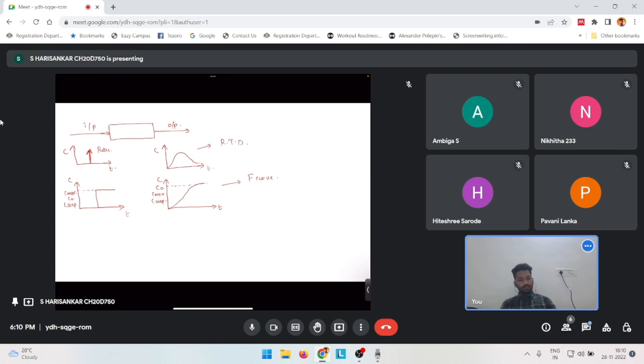In the pulse input, we had the residence time distribution E as C divided by the integral from 0 to infinity of C dt, where this integral is the area under the curve. The same way, for a step input, F will be C by C0. Here F is nothing but the fraction of material leaving the reactor.